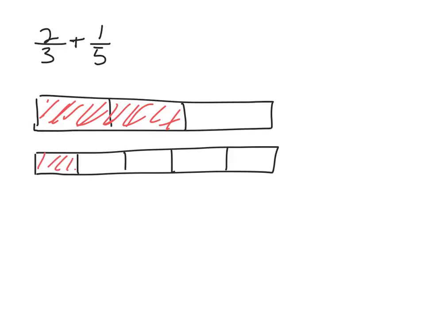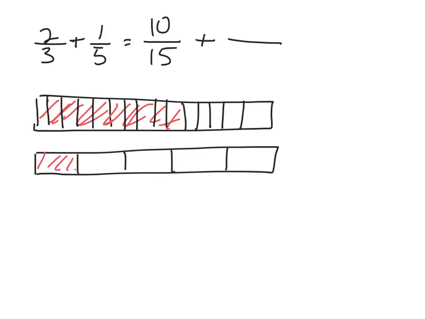So this time we have to change both of those. We're going to say, let's make them into equivalent fractions and make our denominator 15. So each third we're going to divide into 5 bits. 1, 2, 3, 4, 5. So the 2/3 has become 10/15. And the 1/5, well, we'll divide each of these like this. So 1/5 has become 3/15. Now that they're the same size, we can add them together and we get 13/15.